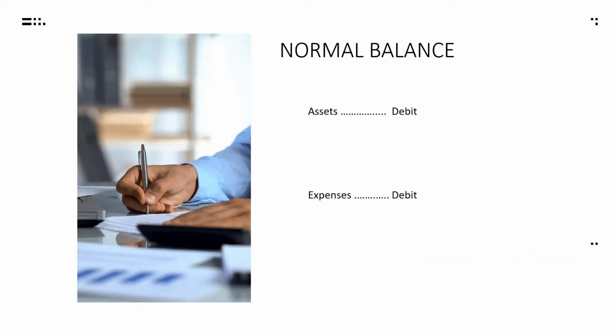Assets and expenses are the only two sections of the chart of account that have a normal balance of debit, meaning when we debit an asset or expense account, it increases. The remaining sections, liability, equity, and income, all have a normal balance of credit, meaning when we credit those accounts, they will increase.